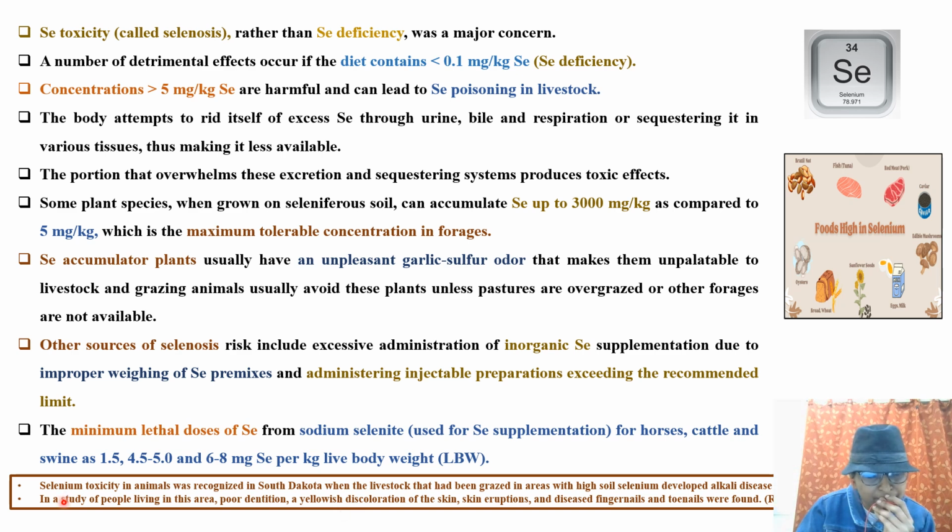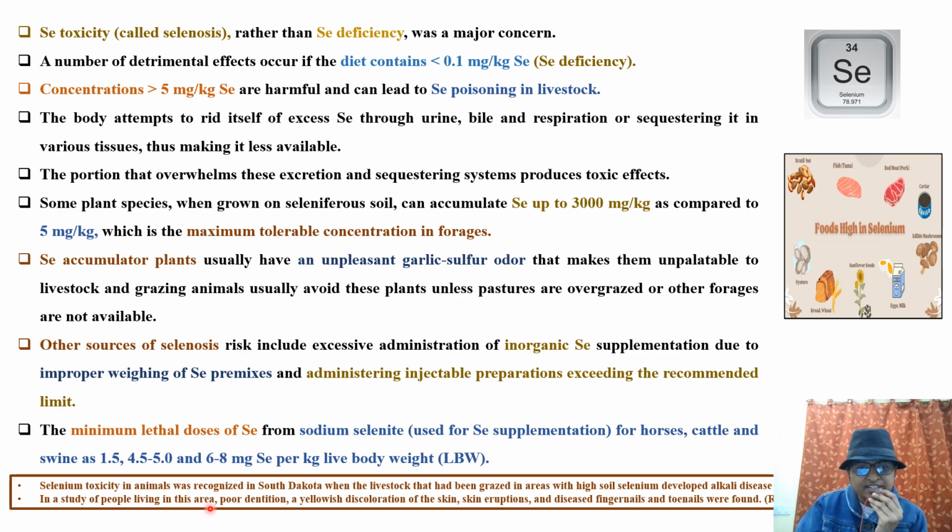Quickly, we can go through this. Selenium toxicity in animals was recognized in South Dakota, when livestock that had been grazed in areas with high soil selenium developed alkali disease and cancer. So from this, they might have questions in toxicology and board exams. Till now we have discussed how it affects cattle, because blind staggers and alkali disease are observed in the case of cattle.